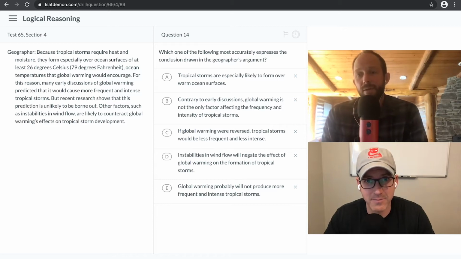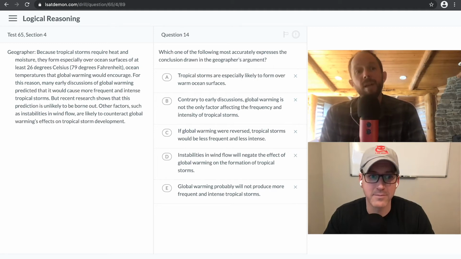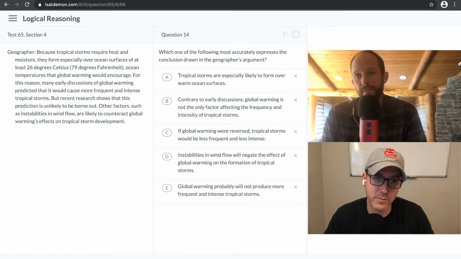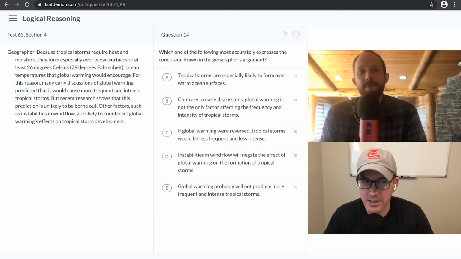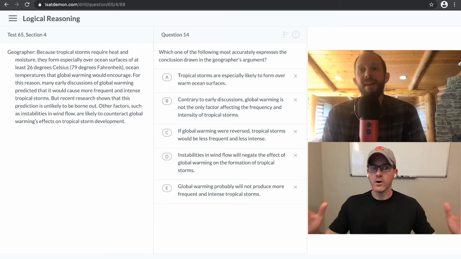Reason number 10,559 why you shouldn't read the question stem first. If you had known in advance that this was a main conclusion question, you very likely might have gone into the geographer's argument looking for keywords. I bet they'd put that, because in the very first sentence, because tropical storms require heat and moisture, people are like, oh, evidence.